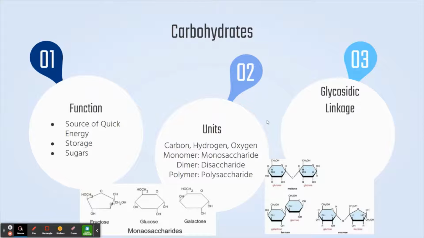Its monomer is a monosaccharide, and related to this, the dimer and the polymer are called the disaccharide and the polysaccharide. So let's just go over some examples of monosaccharides. You can see that some are fructose, glucose, and galactose. And a dimer is when two of these are combined, so there's maltose, lactose, and sucrose. And over here, glycosidic linkage is basically formed through dehydration synthesis and is what we call how they form.